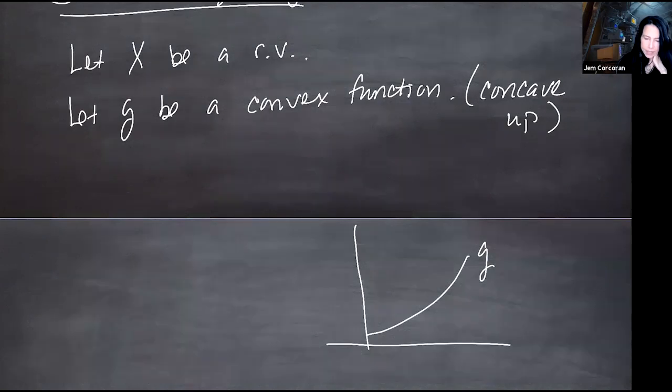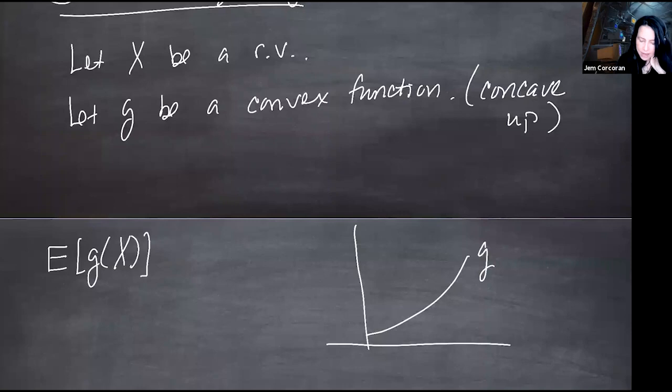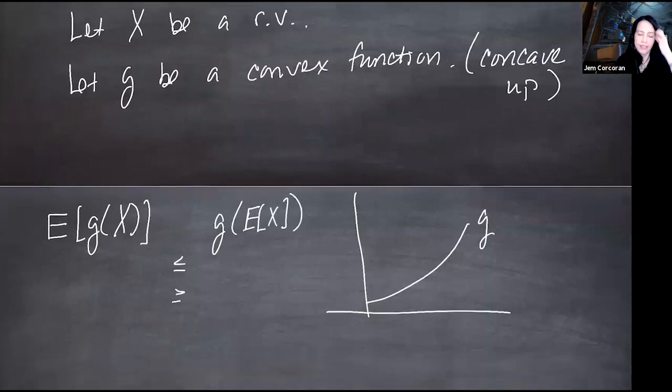Okay, Jensen's inequality says that the expected value of g of capital X is, I can never remember which way this goes until I prove it. So this is going to be less than or equal to or greater than or equal to g of the expected value of X. And we're going to figure out which one now, which will end up proving it if I had stated it correctly.